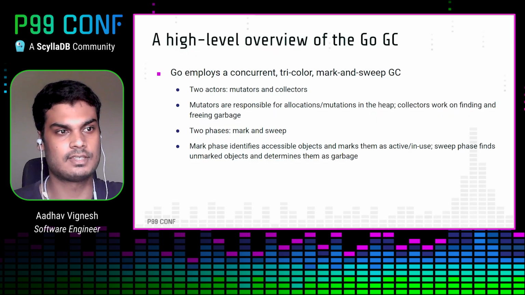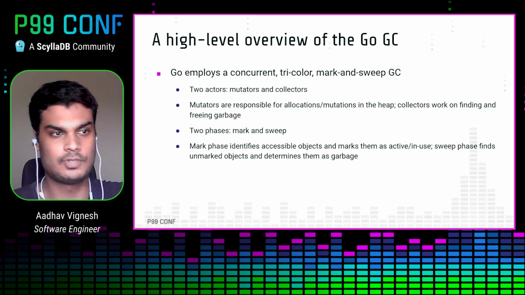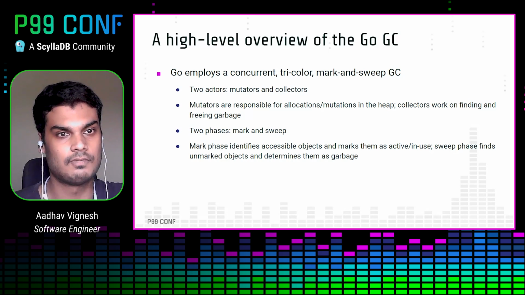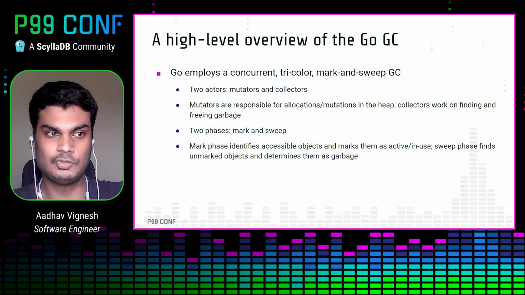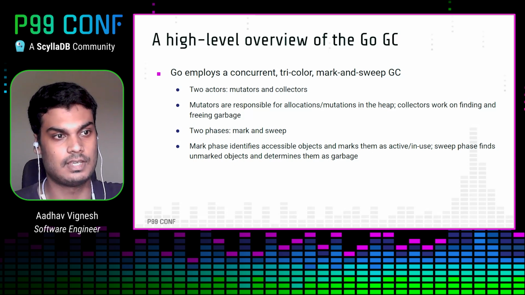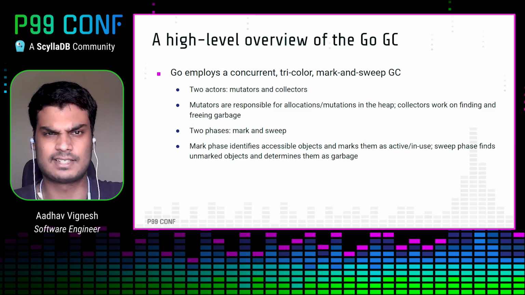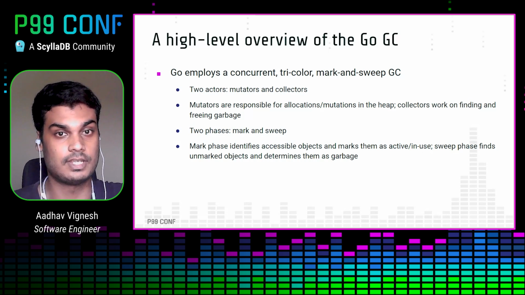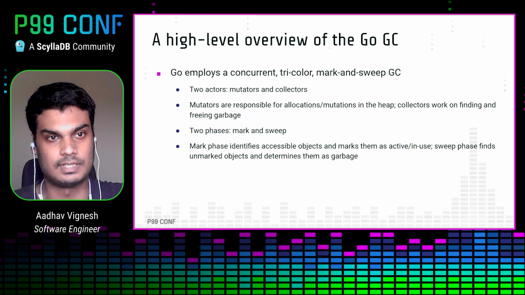The Go GC is a simple concurrent tricolor mark and sweep GC where you have two actors, called mutators and collectors. Mutators are responsible for allocations and mutations in the heap, whereas collectors try to find and free garbage. And there's two phases in the GC process. The mark phase tries to identify accessible objects and marks them as active or in use, while the sweep phase tries to find unmarked objects and determines them as garbage.